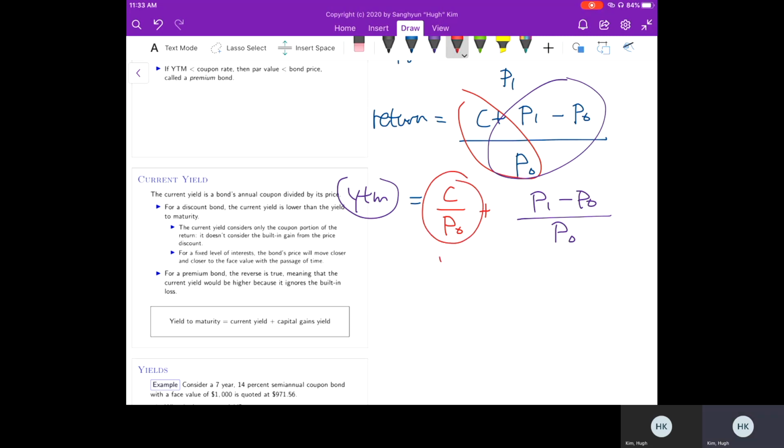And this is called current yield, which is often used in practice. So don't be confused with yield to maturity. Current yield is a bond's annual coupon divided by its price. So for discount bond, current yield will be lower than the yield to maturity because the current yield considers only the coupon portion of the return. So it doesn't consider the built-in gain from the price discount.